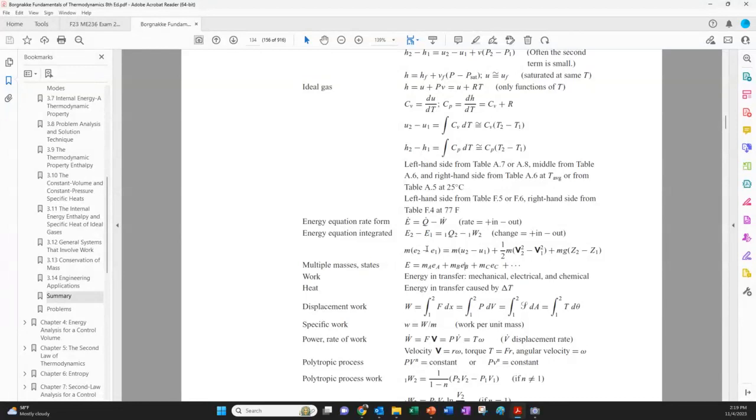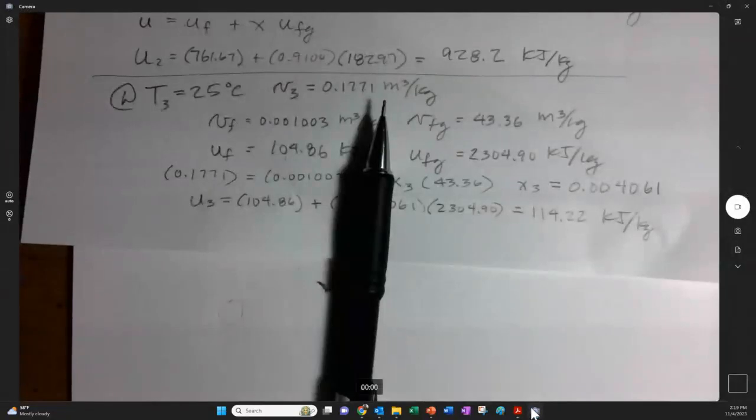U2 minus U1. Yeah. I'm looking at all the other ones. Yes, okay.